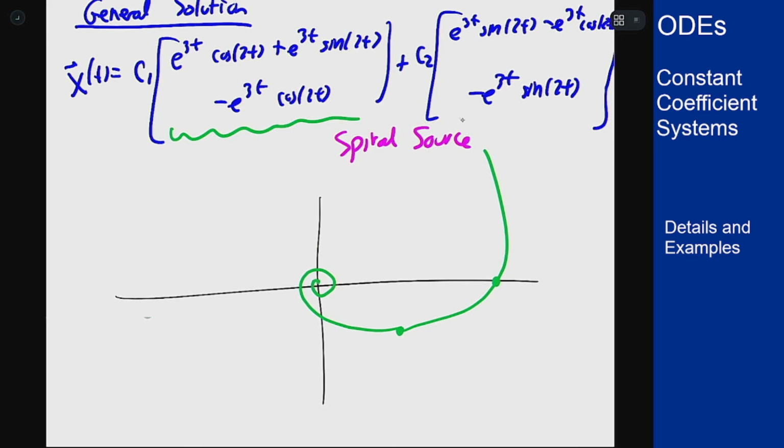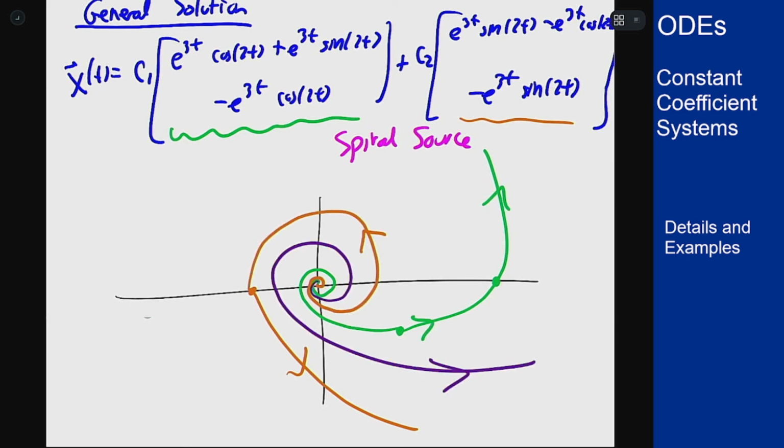You could take the other one too. It starts at minus 1, 0, so it starts over here. You would see the exact same pattern. The spiral goes out in that direction and goes in around this way. So there's our spiral source for this problem and how we sketch the phase portrait from it, as well as how we solve the initial value problem that corresponds to it by solving for the c1 and c2 as we need to meet the initial conditions.